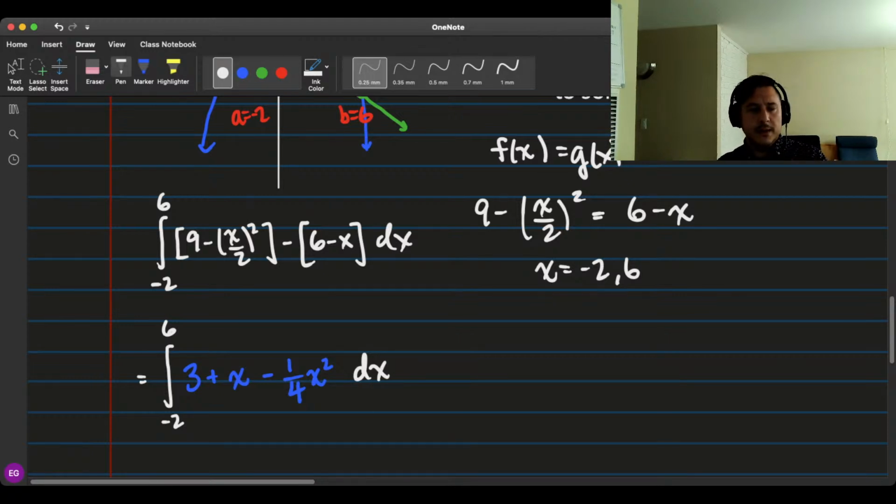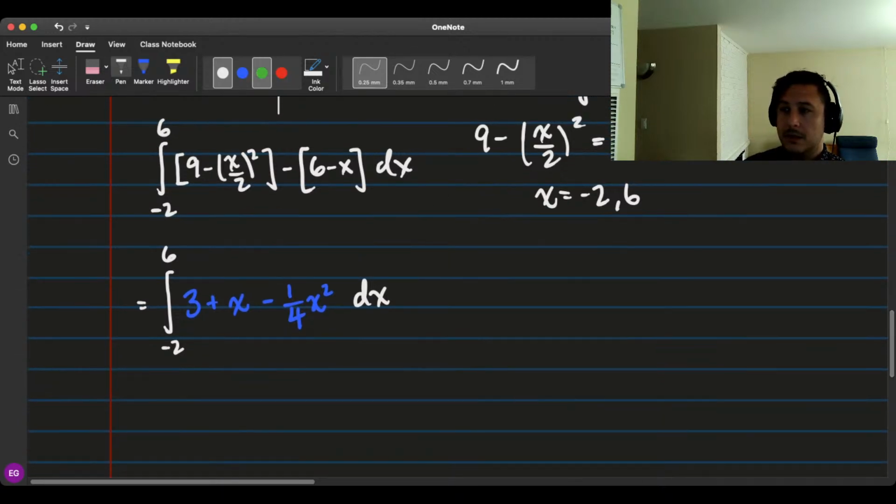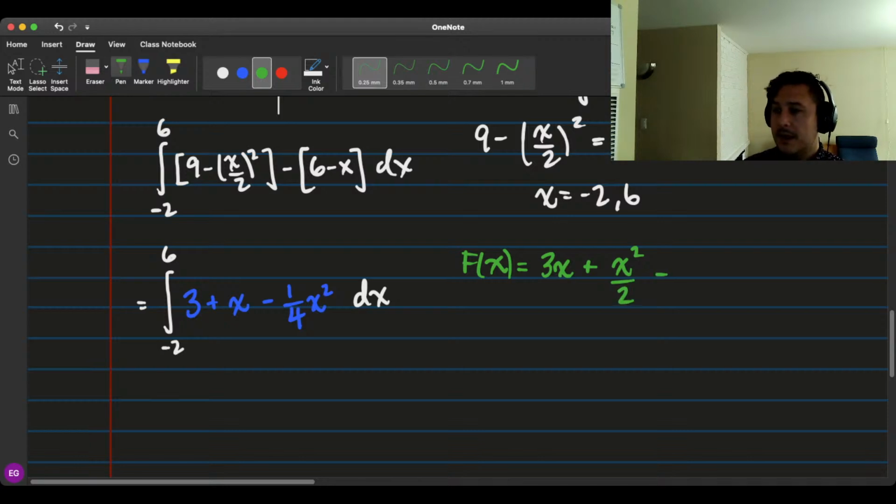Can we get a check on my algebra there? I just sort of feel like I'm going to make mistakes. 9 minus 6 is 3. Minus x is plus x. 1/2 squared is 1/4. X squared, yeah, I think we're good. So our antiderivative is going to be 3x plus x squared over 2 minus 1/12 x cubed.